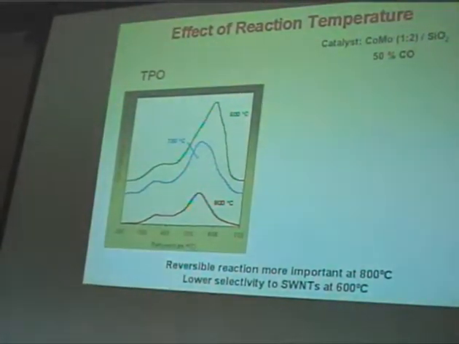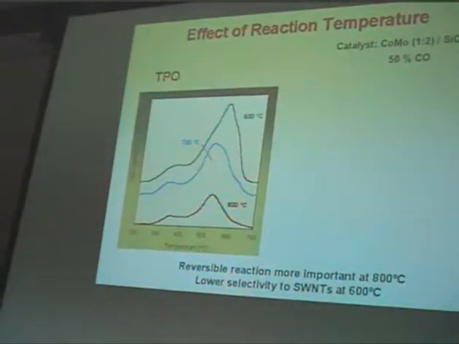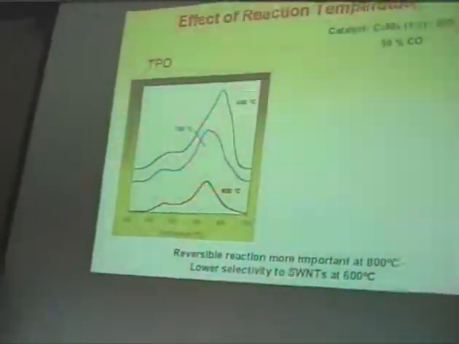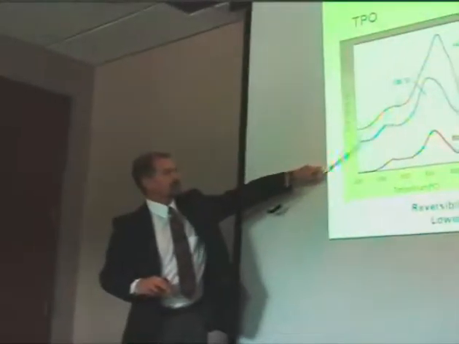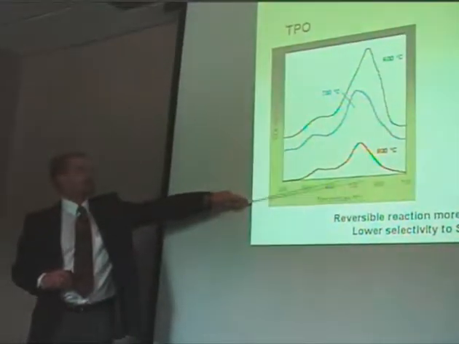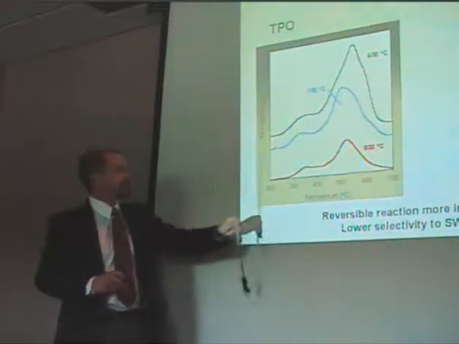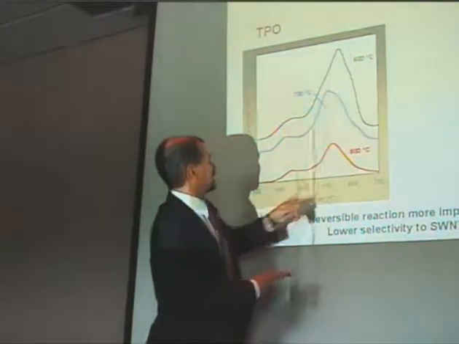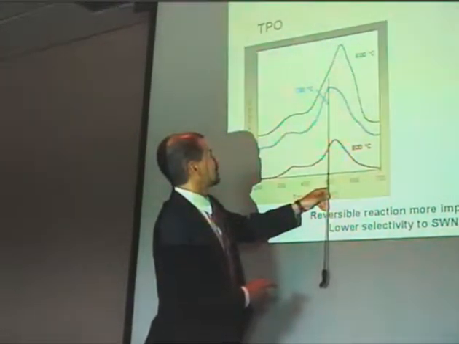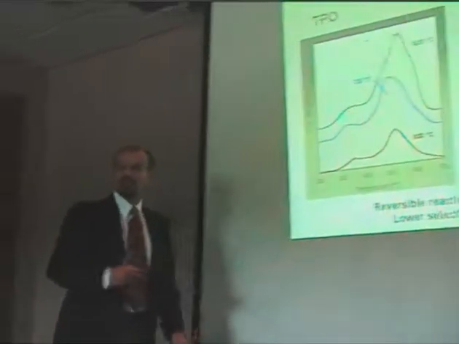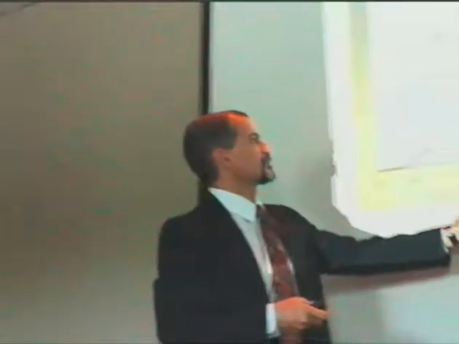Temperature is a very interesting parameter. For example, as we increase the temperature, the amount of carbon that we obtain decreases. However, when you go to very low temperatures, such as 600 degrees C, the TPO shows that in addition to some single-wall nanotubes, you start producing something that burns at a much higher temperature, which corresponds to the fibers, multi-wall nanotubes, and TEM shows a good correspondence with that.